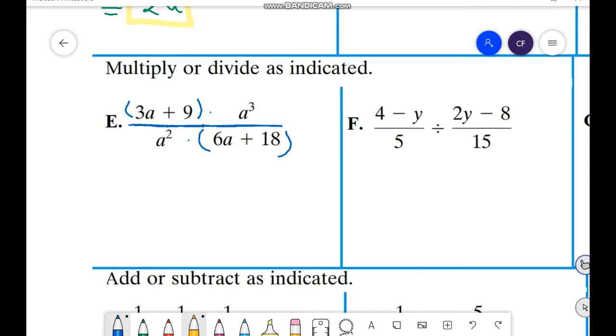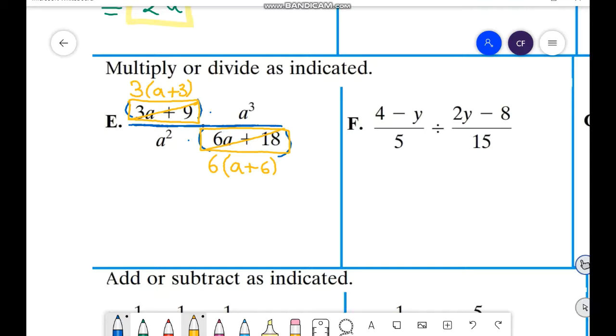What you have to do is, after you multiply, identify all the factors that you can simplify. So check this. This one, 3a plus 9, you can factor out as 3 times a plus 3, right? It's the same thing as 3a plus 9. And at the bottom, you're going to have 6a plus 18. And we can factor out 6, 6 times a plus 6.